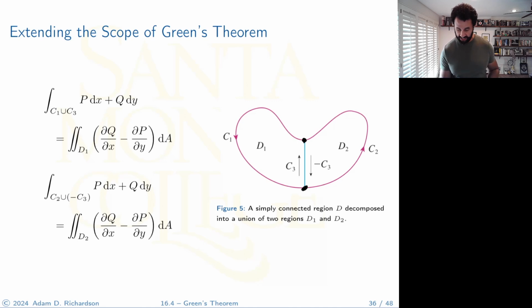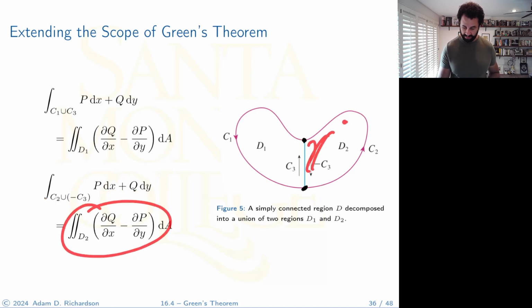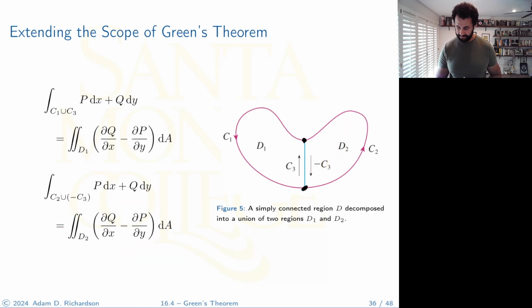Do the same thing for C2. So C2 goes from here to here, and then negative C3, the opposite of C3, goes from here to here. That's what that is right there. Because we need everything to be positively oriented, that's why we need to take the opposite of C3. So the line integral here is the double integral over the region D2, just like that.